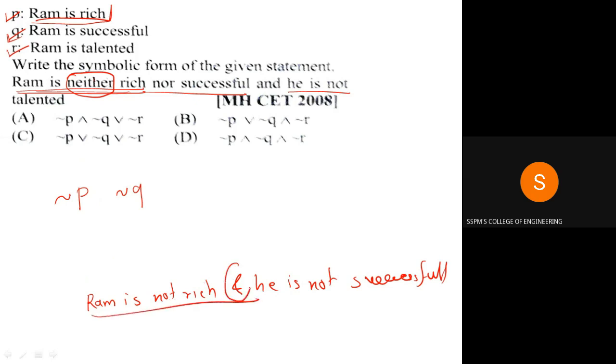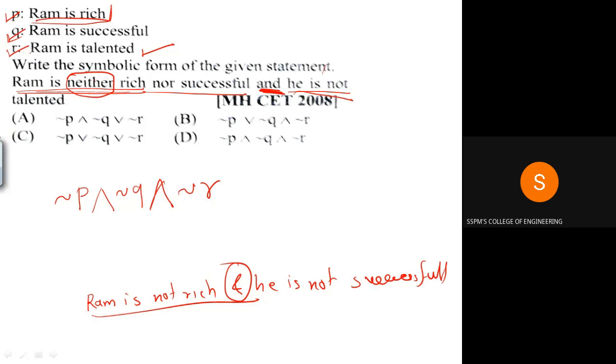So what have we used? And. Here we will use the AND operator. So this is easier. We have to use the AND operator. He is not talented. So what does the third statement suggest? Ram is talented. And here it said he is not talented. So here R, we will use negation of R.